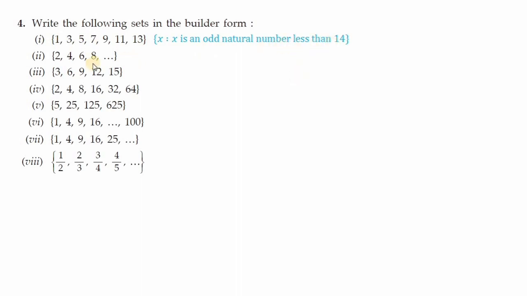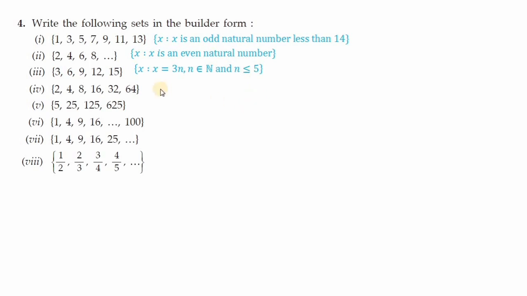All right, next, all are even numbers, so x is an even natural number. Next, if you see here, all these are multiples of what? Multiples of 3, isn't it? But till where? Till 5. So that's why it is written x equals 3n, multiple of 3, where n has to be a number less than or equal to 5.